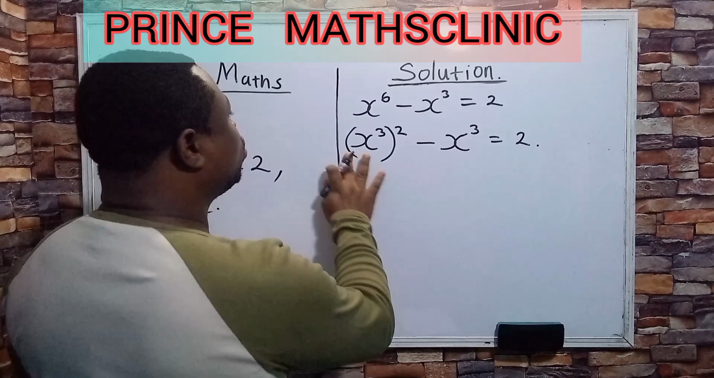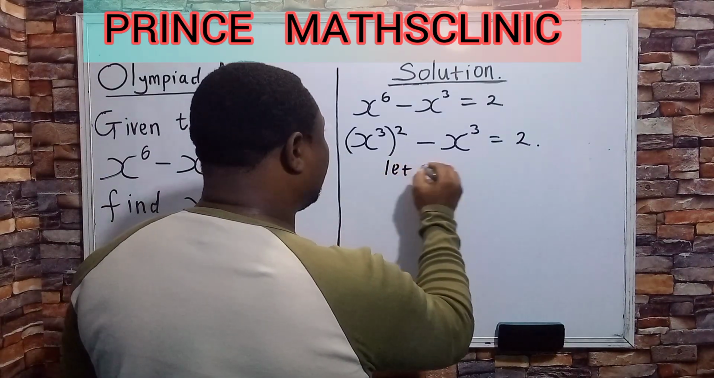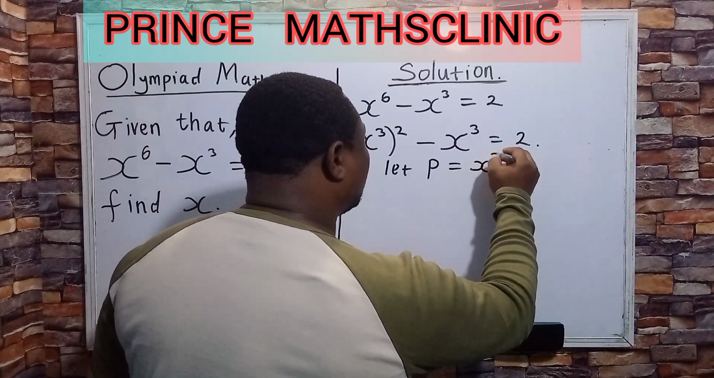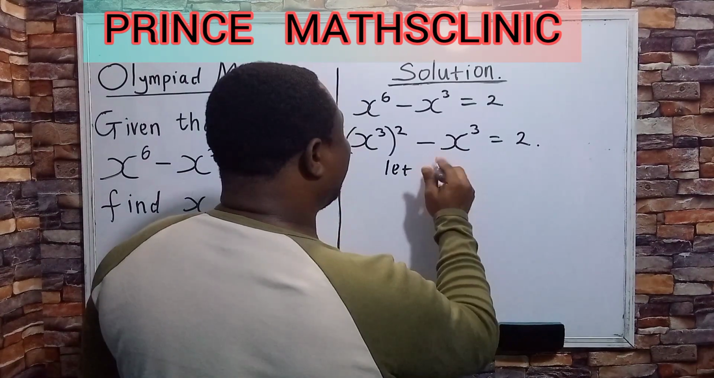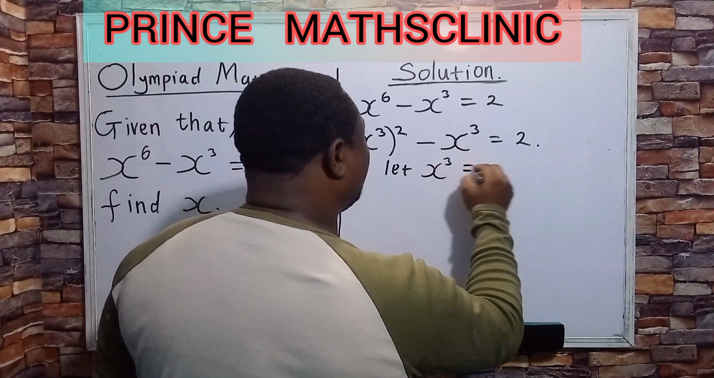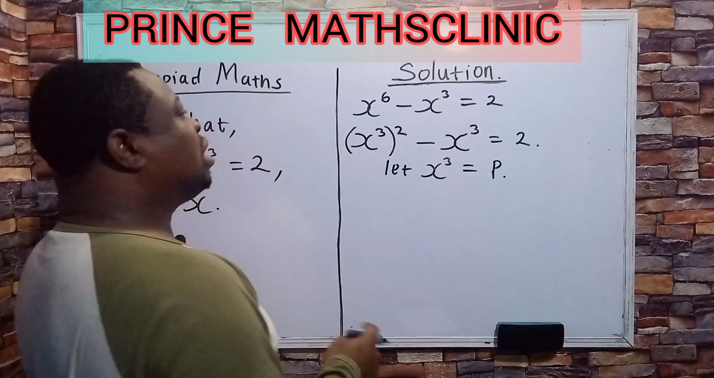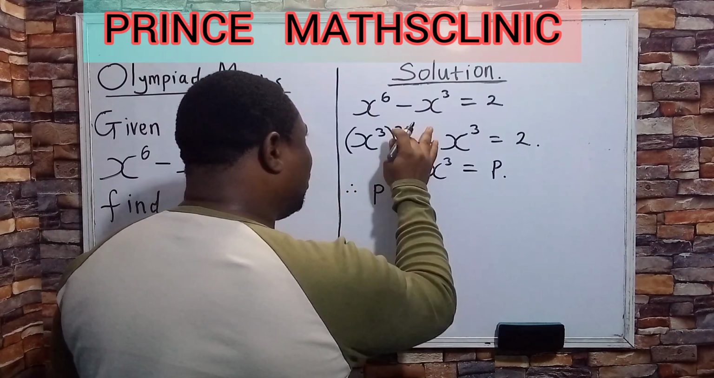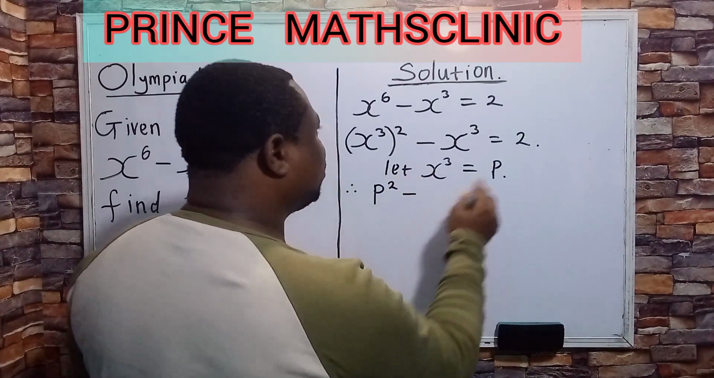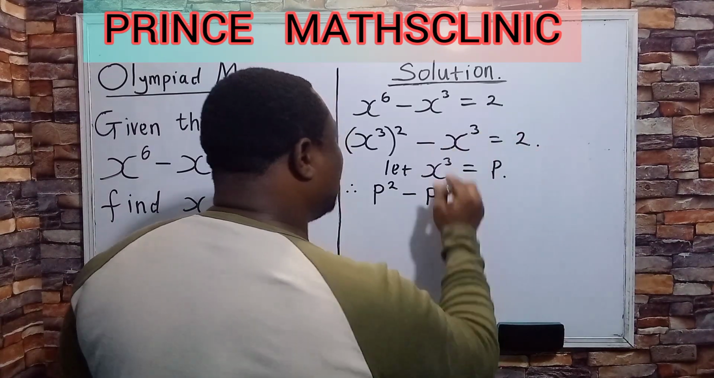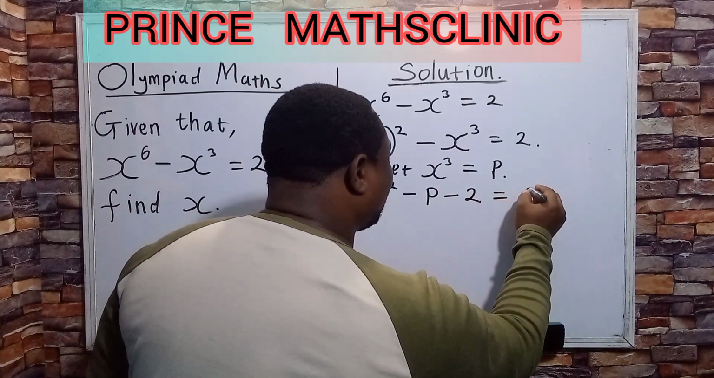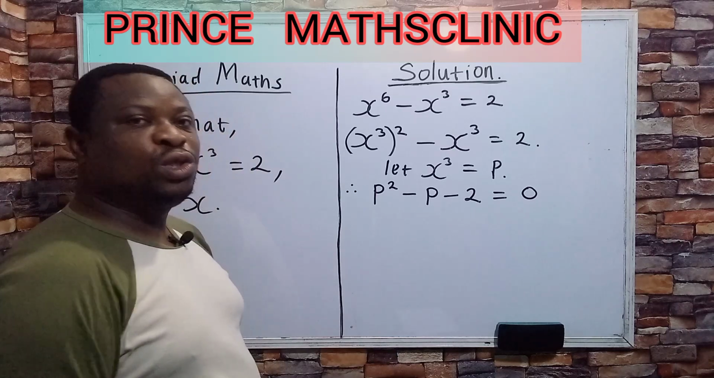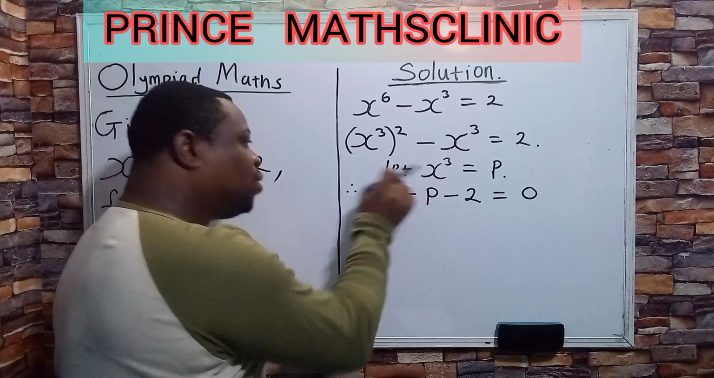Then the next thing I want to do is to say let x to the power of 3 be equal to p. So anywhere I see x to the power of 3, I'm going to put p. Therefore, this becomes p to the power of 2 minus p. Then if I bring this 2 here, it becomes negative 2 equal to 0. Now we have a quadratic equation. So therefore, I will be getting 2 values for p.